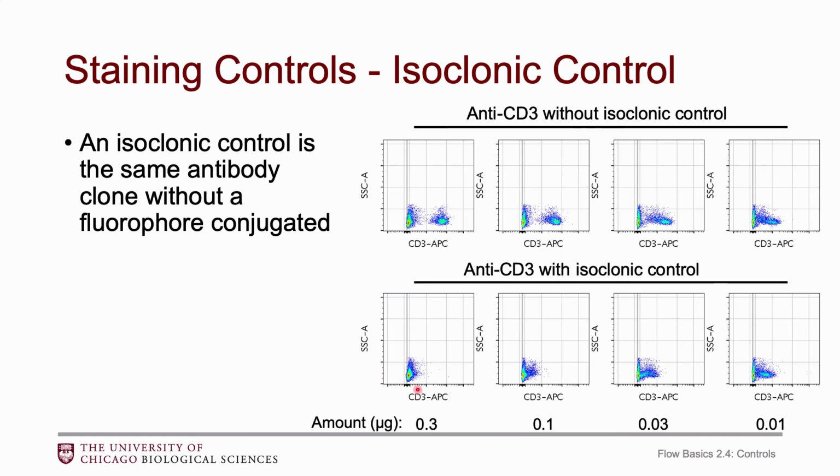However, if you are finding that your isoclonic control has staining, then that means that perhaps there's some free fluorophore in the tube that is binding to the cells, or some other mechanism where the isoclonic control is not inhibiting the specific binding of the cell.